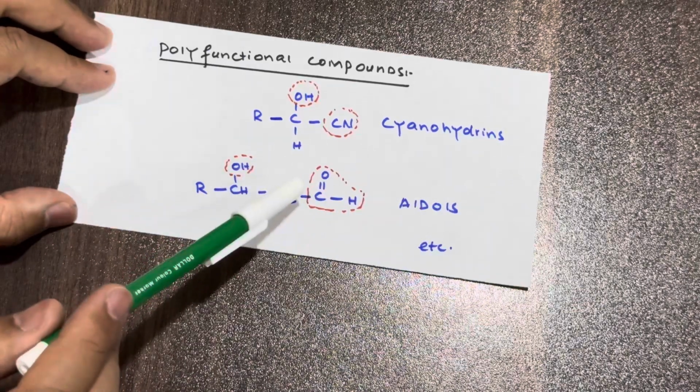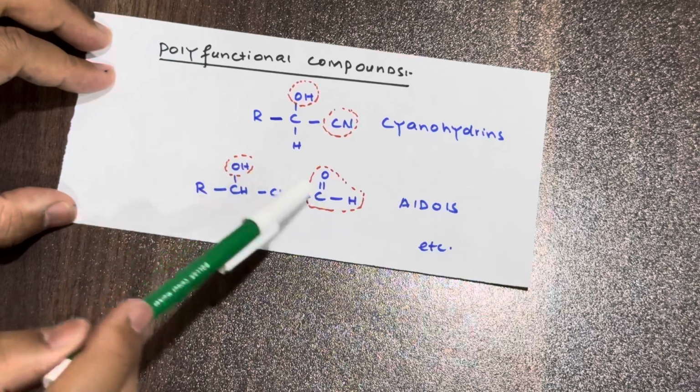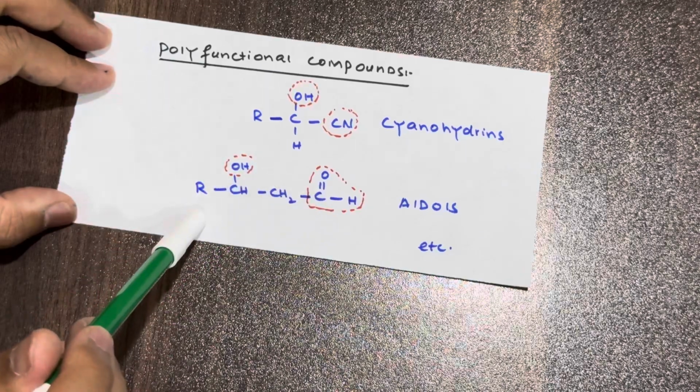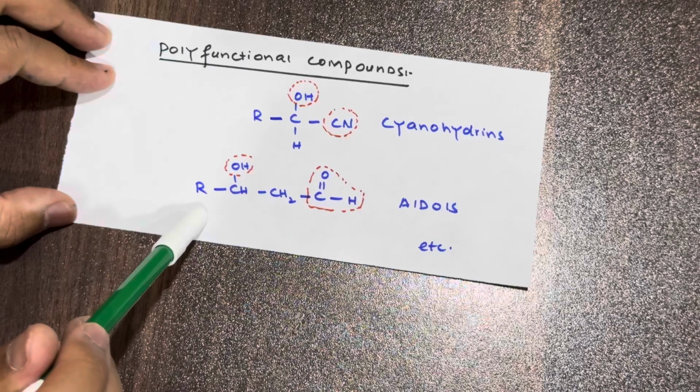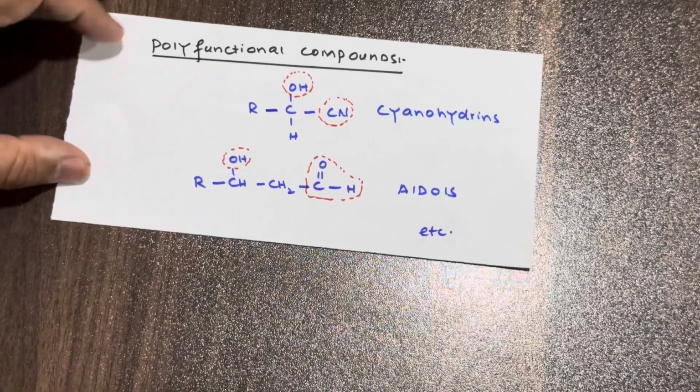And my dear students, when an organic compound has more than one functional group, then both the functional groups show their individual identity and they show their individual chemical behaviors, and these compounds are called polyfunctional compounds.